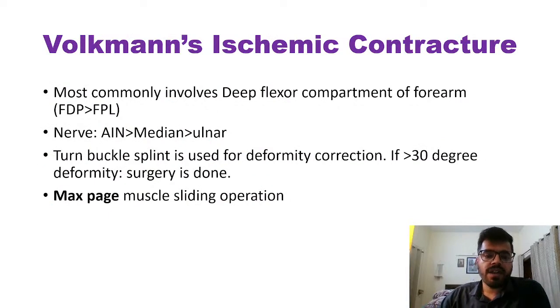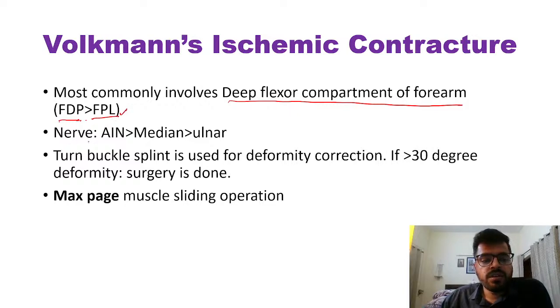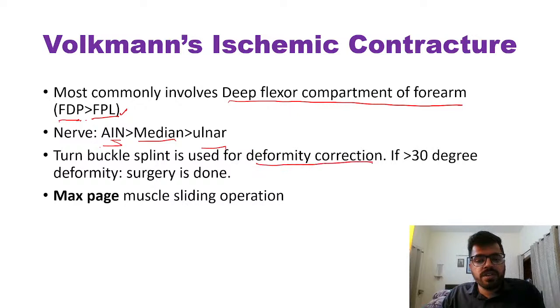Volkmann's ischemic contracture. This most commonly involves the deep flexor compartment of the forearm, flexor digitorum profundus more commonly than flexor pollicis longus. Nerve involvement: anterior interosseous is more common than median, more common than ulnar. Turnbuckle splint is used for the deformity correction.